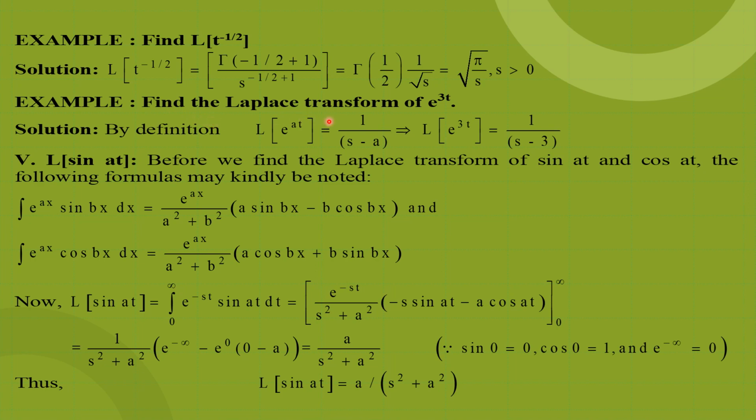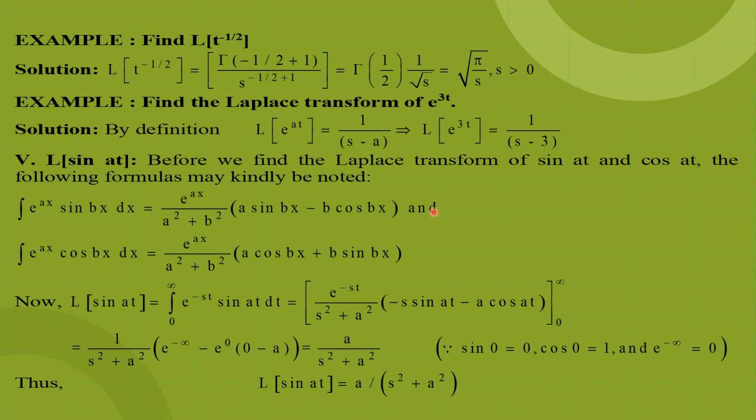Now find the Laplace of e power 3t by using the formula Laplace of e power at is equal to 1 over s minus a. So Laplace of e power 3t is equal to 1 over s minus 3. Now find the Laplace transform of sin at and cosine at.